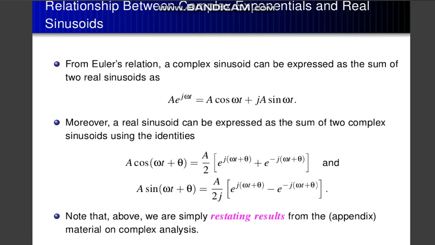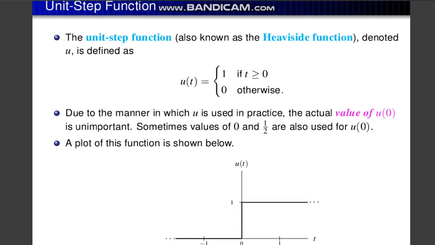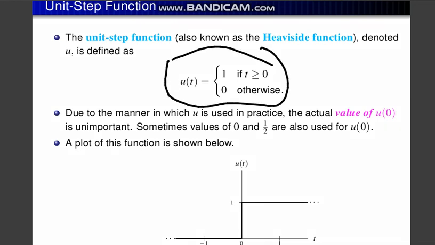Note that above we are simply restating results from the material and complex analysis. Now we are heading towards the unit step function that you have to know, known as the Heaviside function. That is the condition of a unit step function. Whenever t is 0 or any positive value, the function will be 1, and otherwise it will be 0.